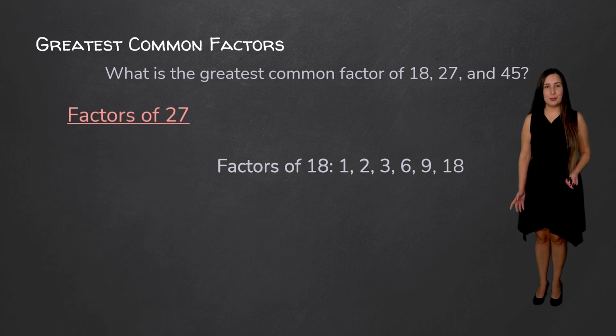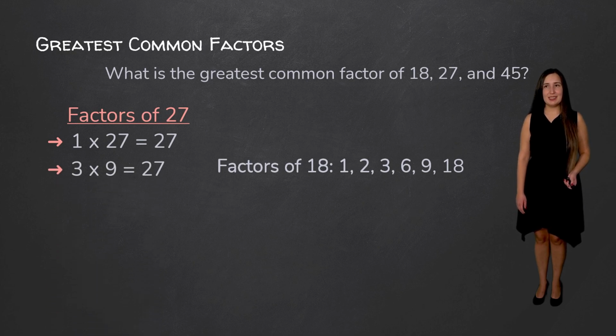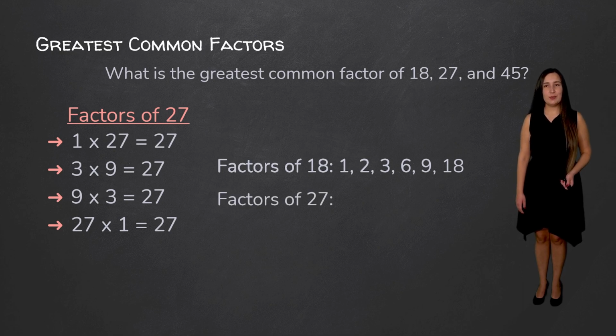So our factors of 27, we have 1 times 27 is equal to 27. 3 times 9 is equal to 27. 9 times 3 is equal to 27. And 27 times 1 is equal to 27. So our factors of 27 are 1, 3, 9, and finally we have 27.